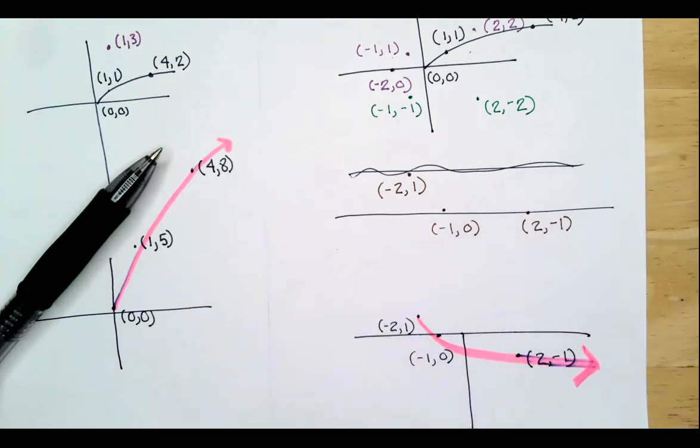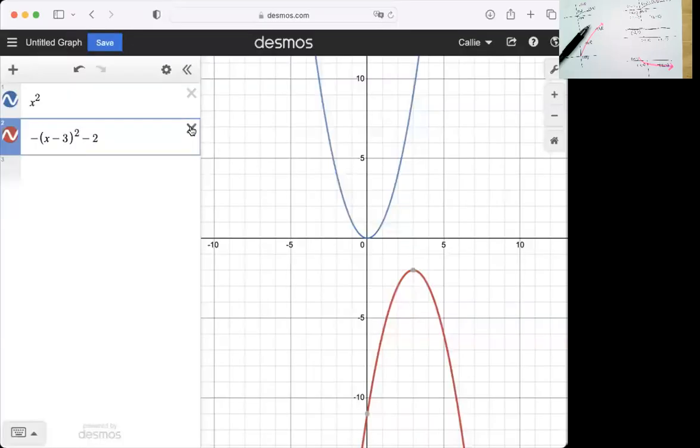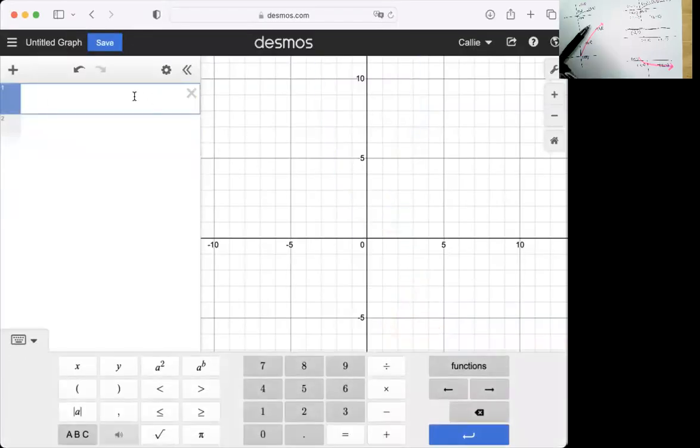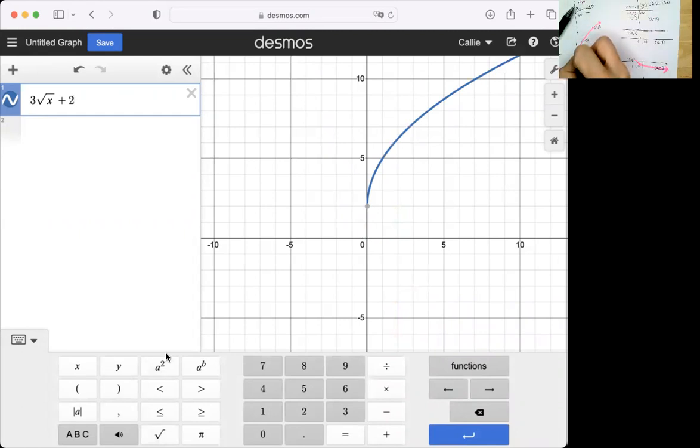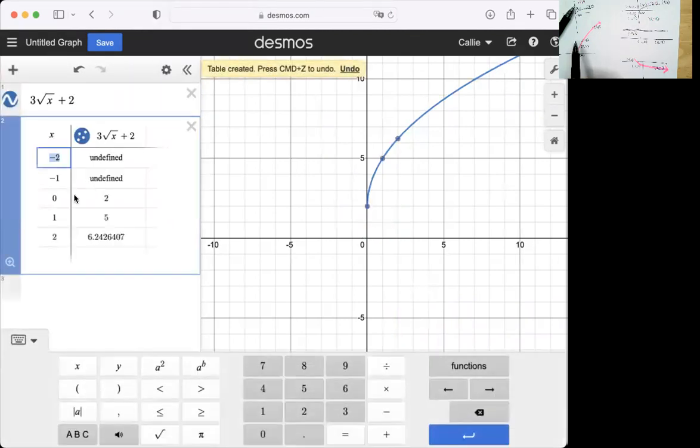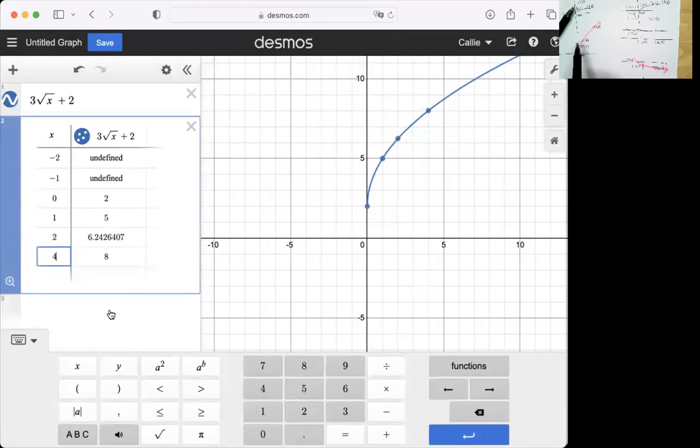There's my new graph. I'm just going to put it into Desmos to make sure we are correct. So 3 square root x plus 2. It does look like, oh, I forgot to shift the 0, 0 up 2. Okay, so that should be 2, 0, not 0, 0. That's why I use Desmos. And then 1, 5, so let's look at the table. 0, 2, 1, 5, what about 4? 4, 8. Okay, those are points we had.